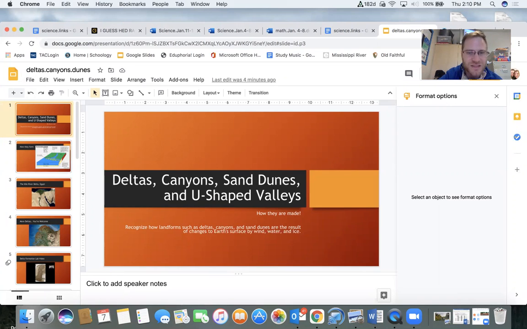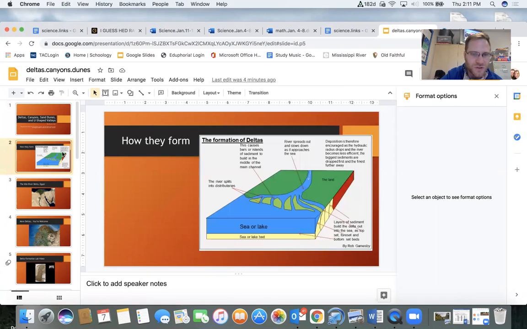So we're going to be talking about deltas, canyons, sand dunes, and U-shaped valleys, how they're made. That's what we're looking at. So the first one is we're going to look at a delta.